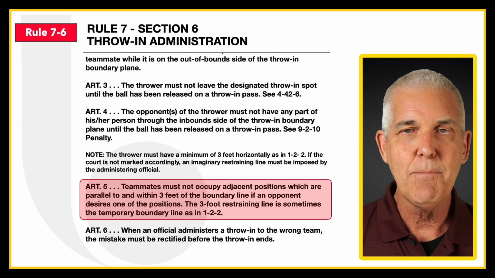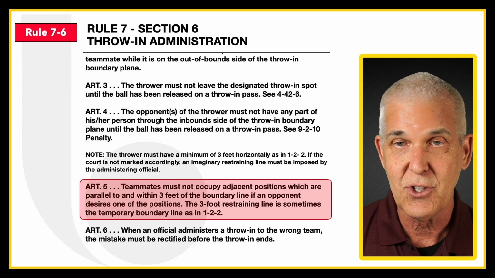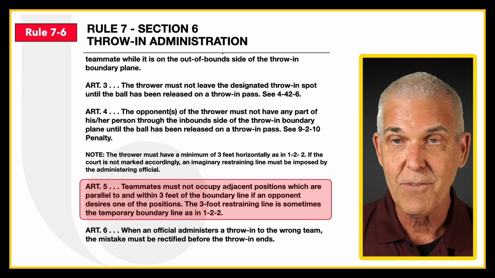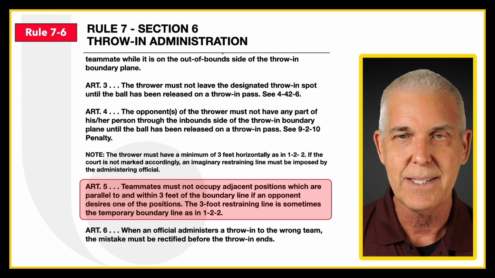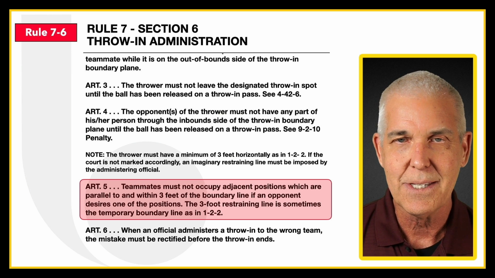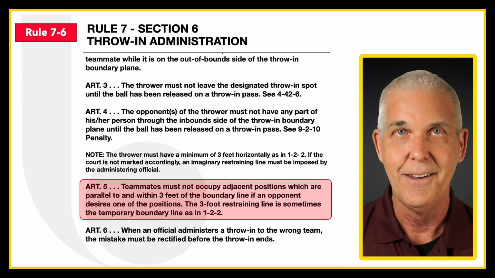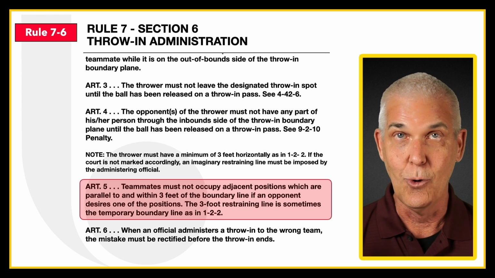Article 5, teammates must not occupy adjacent positions which are parallel to and within 3 feet of the boundary line if an opponent desires one of the positions. The 3-foot restraining line is sometimes the temporary boundary line. Okay, this is obscure, but it's a rule.